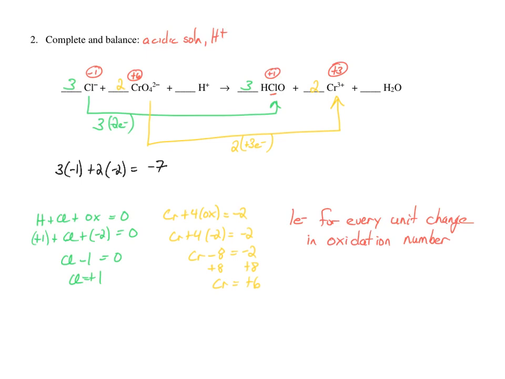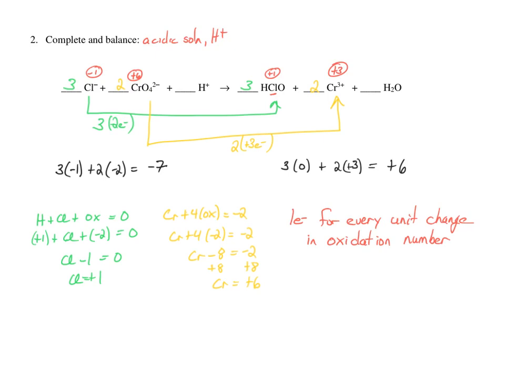Thus far, and again, we're going to ignore the hydrogen, we have a -7 charge on the reactant side. On the products side, we have 3 hypochlorous acid, no charge, and 2 of chromium-3 ions. So we have a net charge of +6 on the product side.